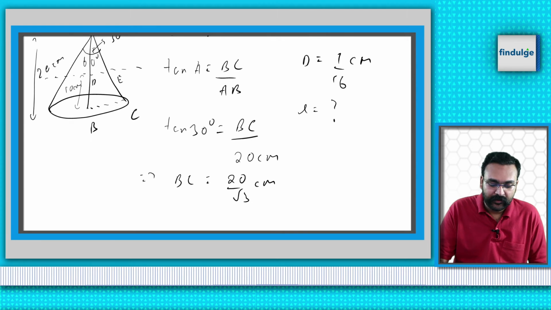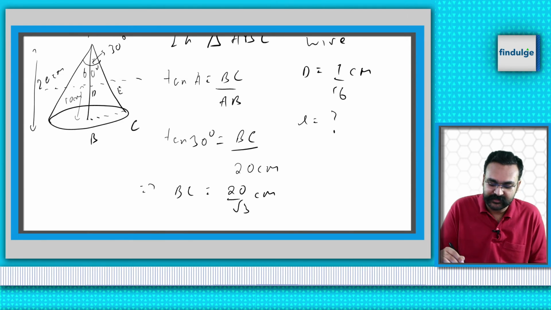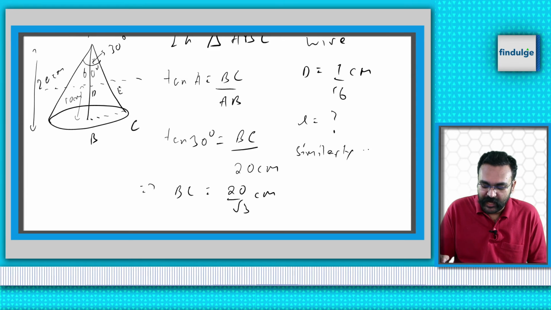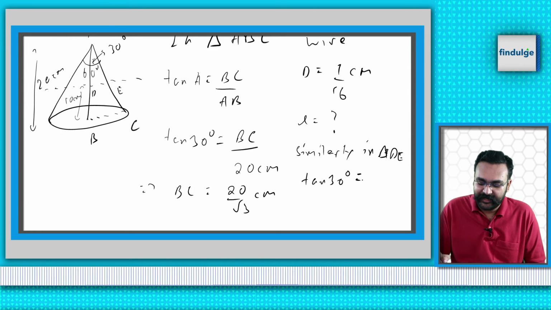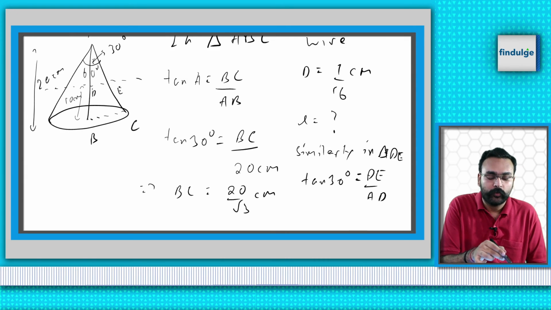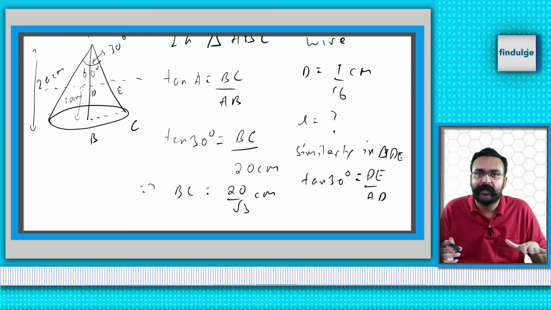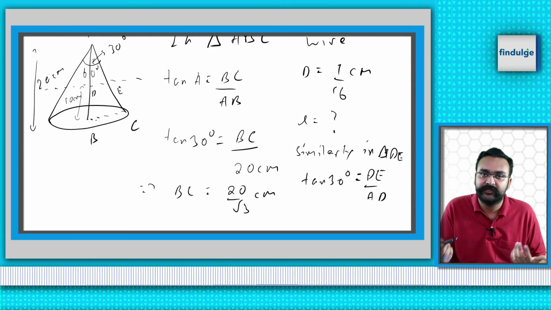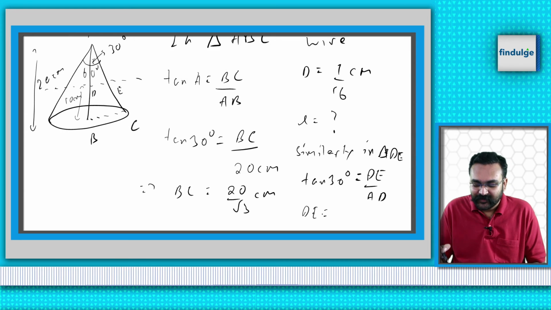Similarly, in triangle ADE, tan 30 is equal to DE upon AD. AD is what I know, because we cut the cone at the halfway point. So if DB is 10, AD is also 10. So we'll get that DE is equal to AD tan 30, or 10 by root 3 centimeters.